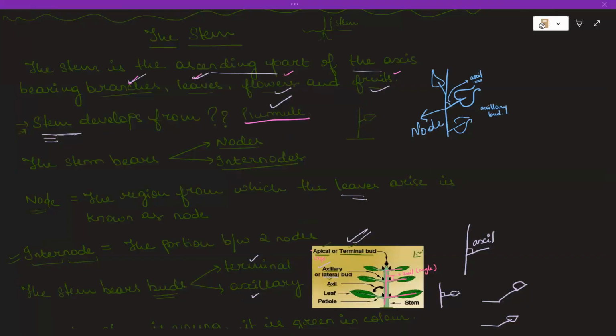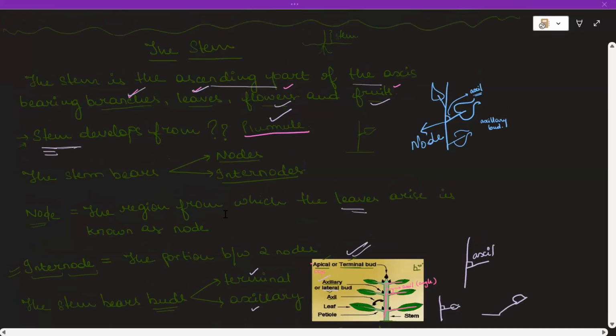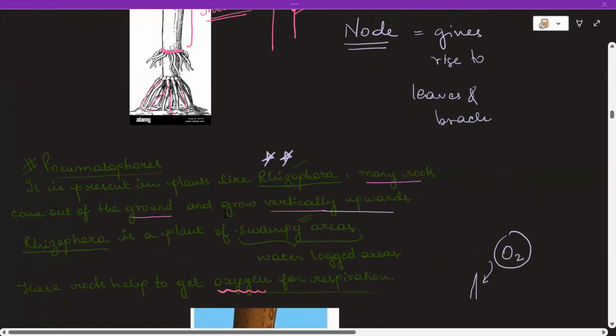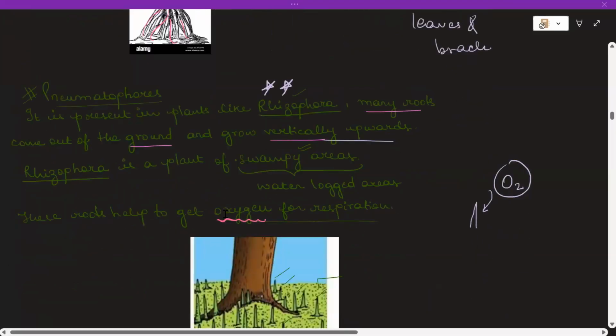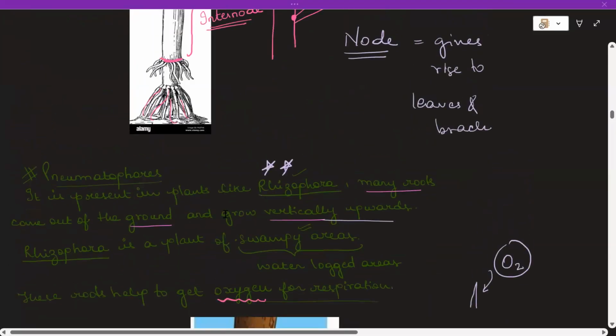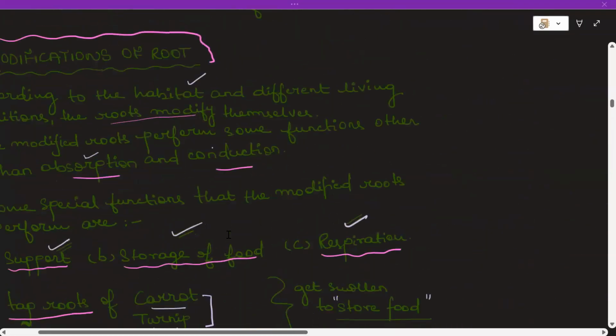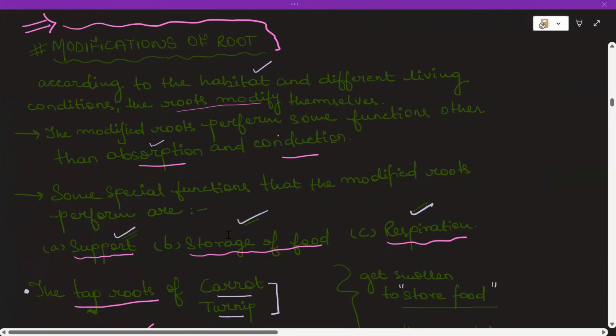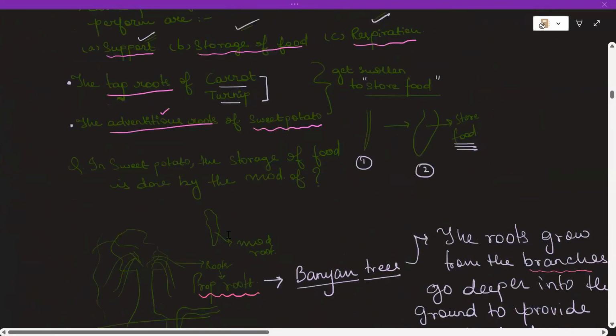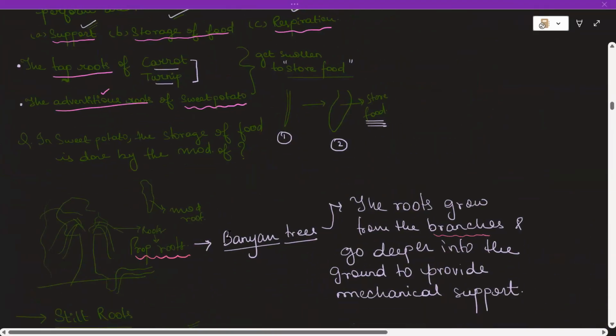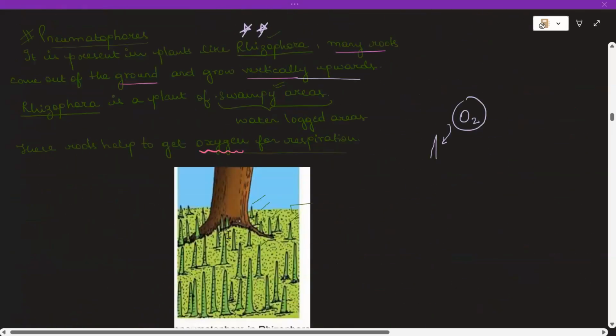Ma'am, can you show from the modification of the root? I think I missed a few notes. I just want to check. You do one thing, you take a screenshot. Modification of the root. So this is a modification initially. Ma'am, after this? Thank you, ma'am.